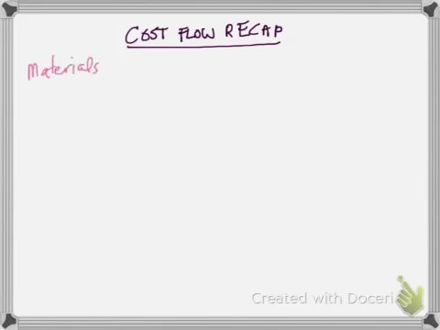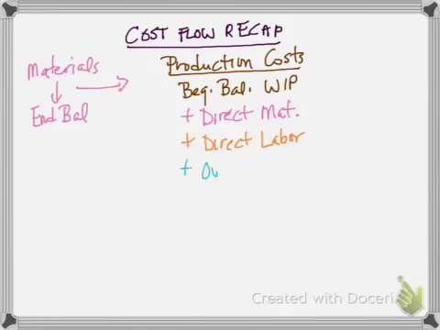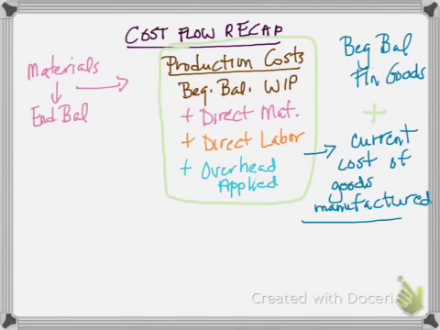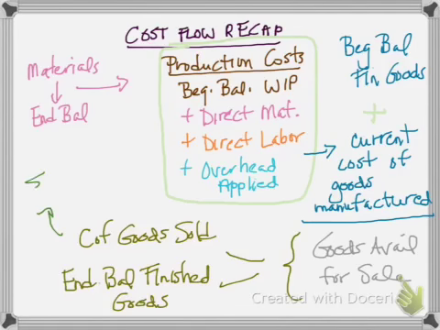So instead of looking at this slide after slide after slide, I think it would be helpful to sort of do a recap because it is somewhat of a cycle. You have materials. Some will end up at the end of the period in the ending balance of raw materials inventory. Others will be transferred to production. You've got production costs, so beginning WIP, plus the materials, direct materials, plus the direct labor, plus the overhead. That gives you total manufacturing costs, which the finished product goes to finished goods.